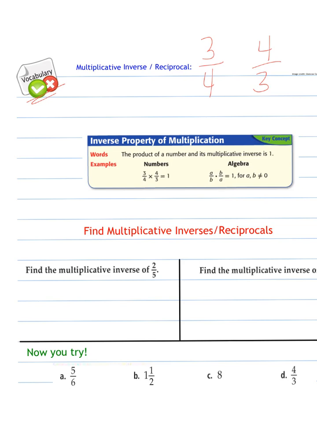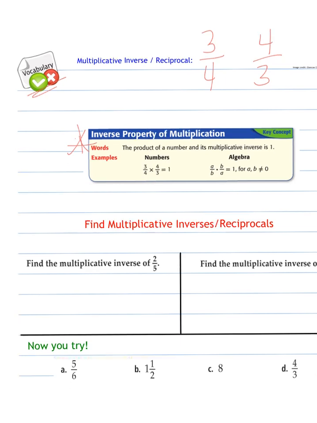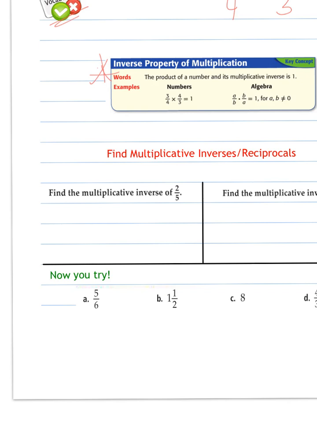And the inverse property of multiplication, so this is something that we should know, is when we take the product of a number and its multiplicative inverse, so its reciprocal, its flipped number, it will equal 1. So if we take this 3/4 times 4/3, we would get 12/12, which is equal to 1. So that's what that box is telling us. So just a few practice problems. Find the multiplicative inverse of 2/5. All we do is flip the number. So its multiplicative inverse or its reciprocal is 5/2.